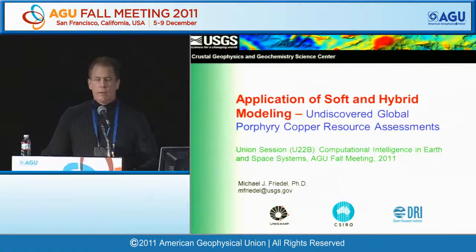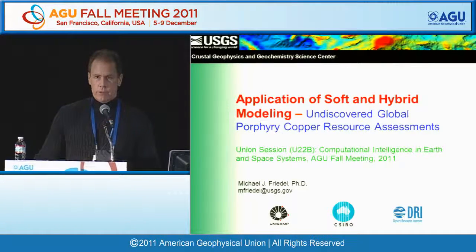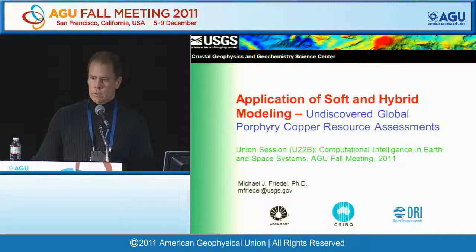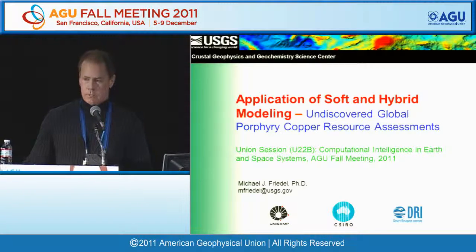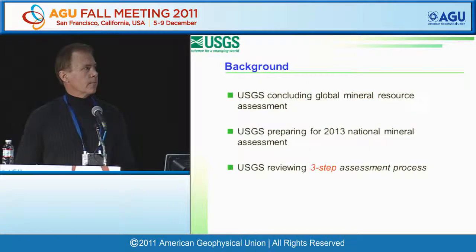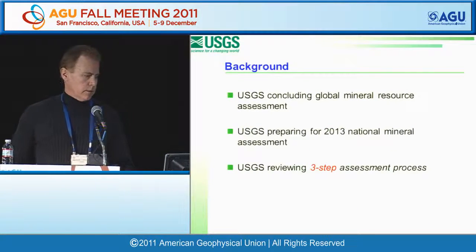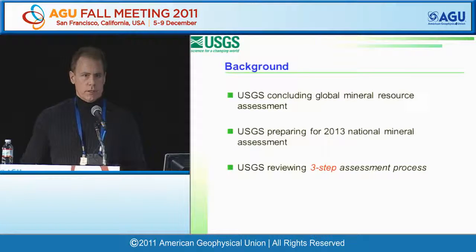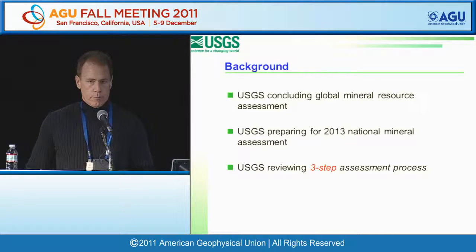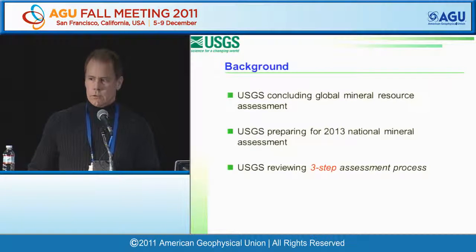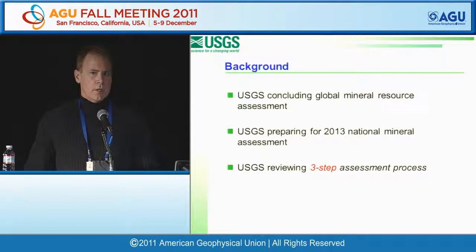Okay, good morning. Thank you, Mr. Chairman, for the opportunity to share some of my experiences with soft computing and hybrid modeling with applications to undiscovered global copper porphyry resource assessments. So by way of background, I'd like to introduce this concept as something that the USGS has been doing for perhaps 20 or more years. And at the present moment, we are concluding a global resource assessment, and we're going to be beginning in 2013 a national mineral assessment for all of the U.S.